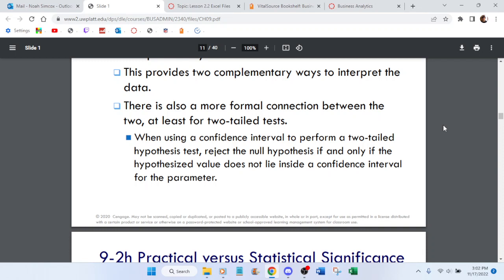When using a confidence interval to perform a two-tailed hypothesis test, you reject the null hypothesis if and only if the hypothesized value does not lie inside a confidence interval for the parameter.